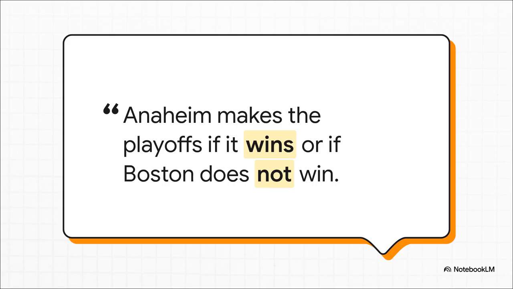Okay, let's translate this. Let's make "Anaheim wins" our statement A. We'll make "Boston wins" statement B. The statement connects them with an OR, that's our ∨ symbol, and a NOT, that's our ¬ symbol. So the logical shorthand for this whole thing is A ∨ ¬B.